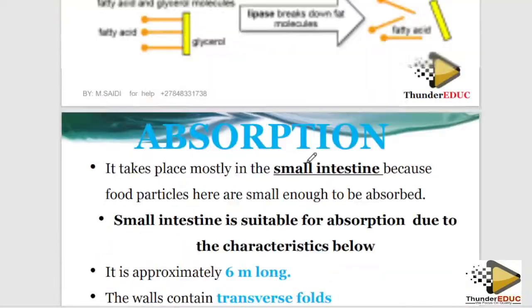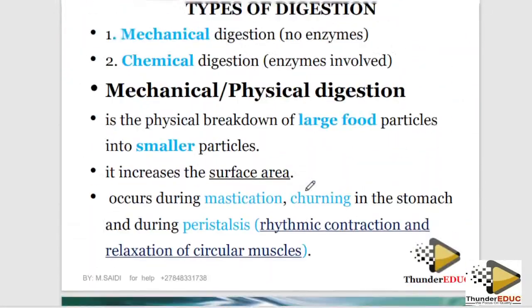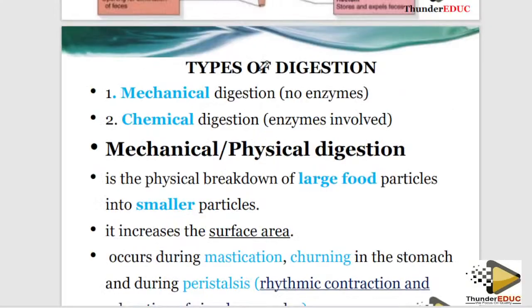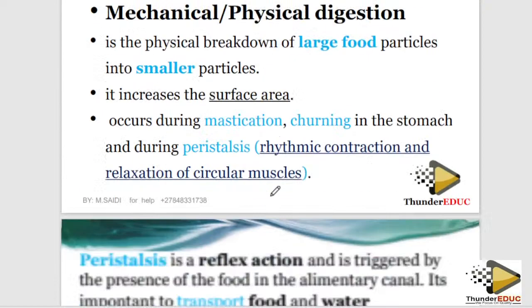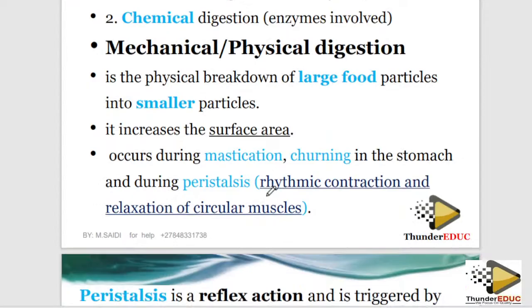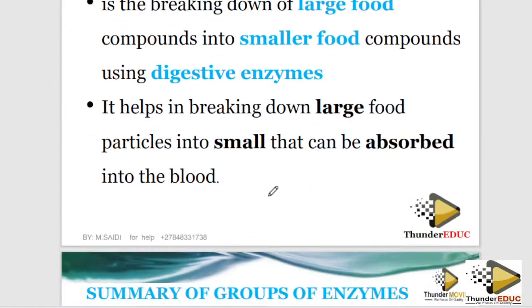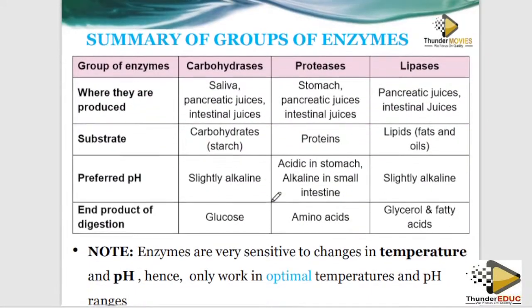How are these questions being set? This one, peristalsis, different types of digestion, mechanical digestion, and then chemical digestion. Mechanical digestion uses energy. Chemical digestion uses enzymes. Meaning that in chemical digestion, there is involvement of enzymes. In mechanical digestion, there is no involvement of enzymes. You use energy.